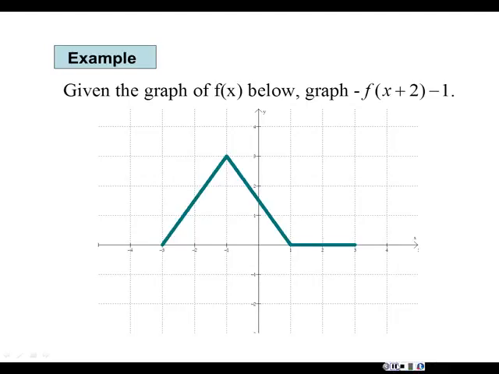Now, the first step is the horizontal shifting. Since it is positive 2, x plus 2, right? So the graph will move to the left by 2 units, right? So let's see whether we can draw the graph here.